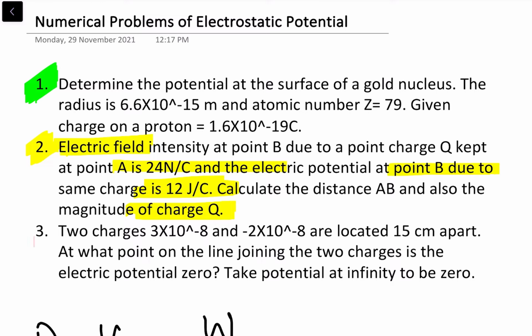This is the third problem. Two charges, 3 into 10 to the power of minus 8 and 2 into 10 to the power of minus 8, are located 15 centimeters apart. At what point on the line joining the two charges is the electric potential 0? Take potential at infinity to be 0. So these are the two charges separated by a distance of 15 centimeters. Now we have to find on the line joining them at which point the electric potential is 0.